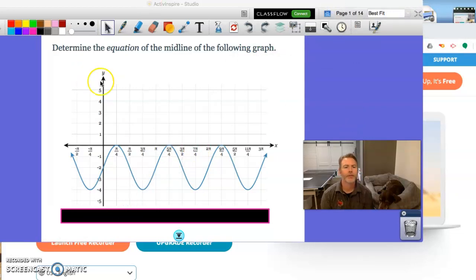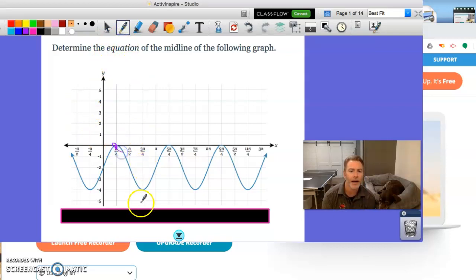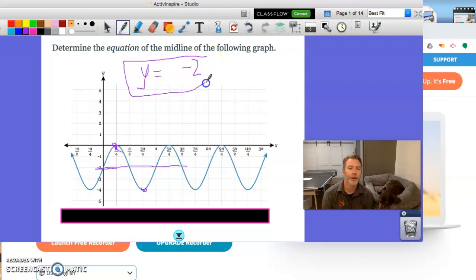All right, here's our first one. It's to determine the equation of the midline of the following graph. Penny, you ready for this? To find the midline, I identify my highs and my lows, and then I find a distance right in between. That's why they call it the midline. This is 1, 2, 3, and 4 units, which would make the midline right here. One thing you've got to know is that the midline would not just be -2. The midline is the equation of a horizontal axis, and all horizontal lines are y equals. So there is the equation for the midline of this graph.